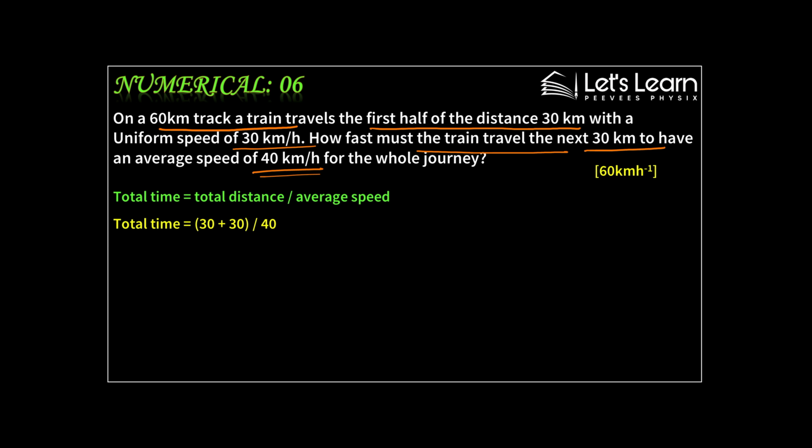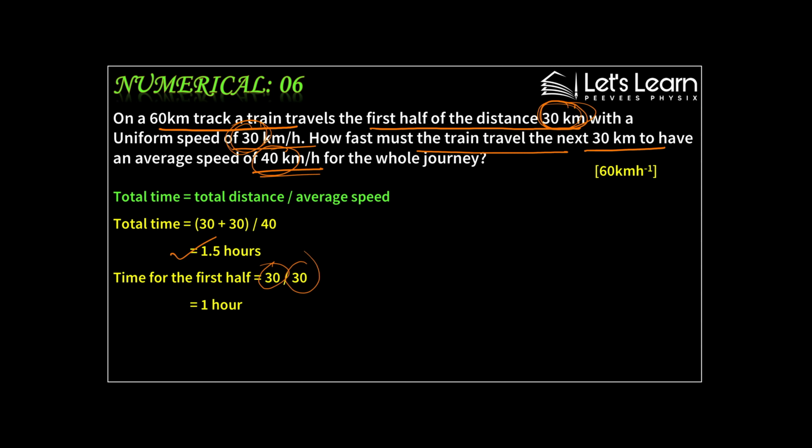How much is the total distance? 30 and 30, which is 60. And how much is the average speed for the whole journey? 40. So that gives you 60 divided by 40, which is 1.5 hours. Now, let's go for time for the first half of the journey. How much is the distance? 30. And how much is the speed? 30 km per hour, which gives you 1 hour for the first part of the journey.